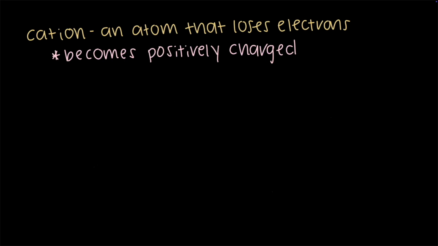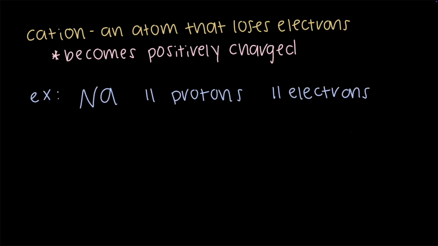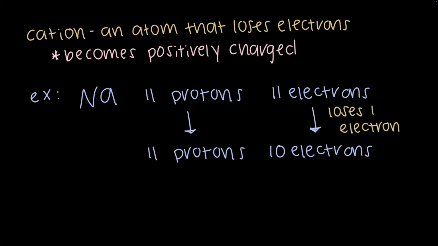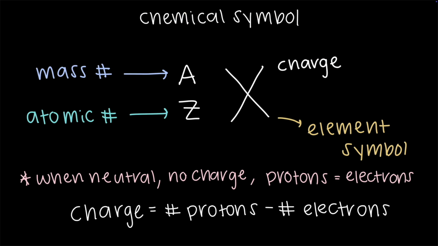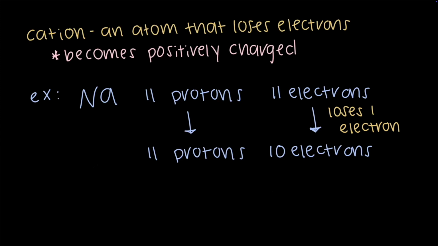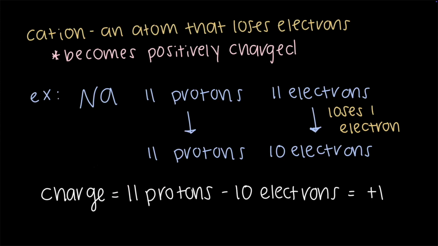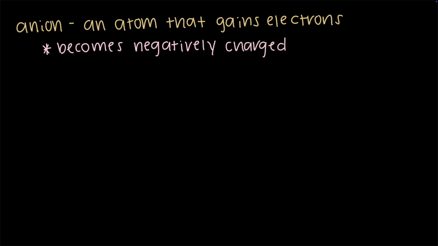For example, sodium has 11 protons and 11 electrons. If it loses one electron, it now has 11 protons and 10 electrons. There's also an equation we can use to calculate the charge. Charge will equal the number of protons minus the number of electrons. So 11 minus 10 will be a positive 1 charge for Na. And to show that charge, I'm going to put a +1 or just plus at the top right of the element symbol. Another example is chlorine.